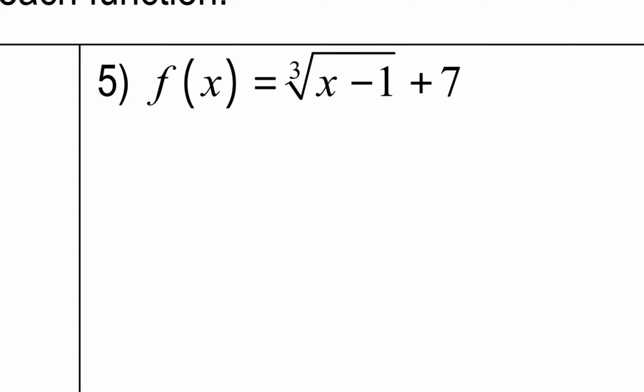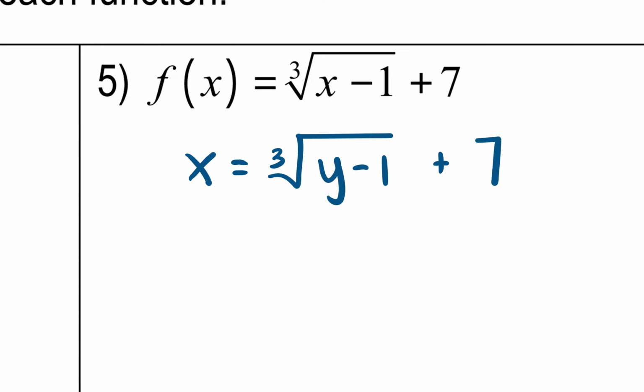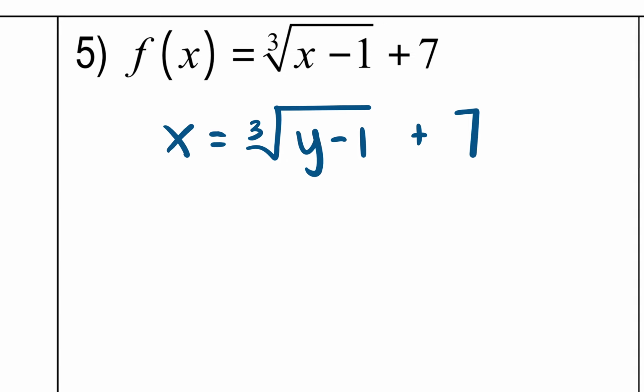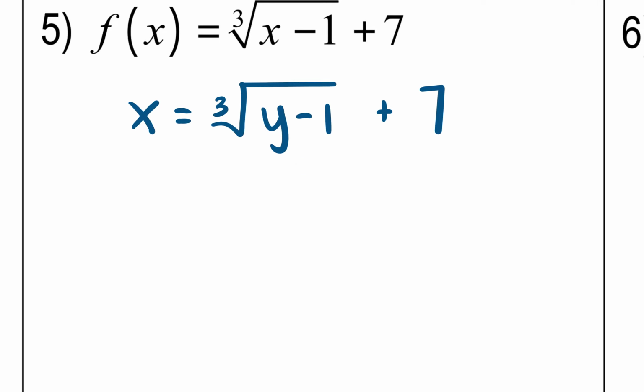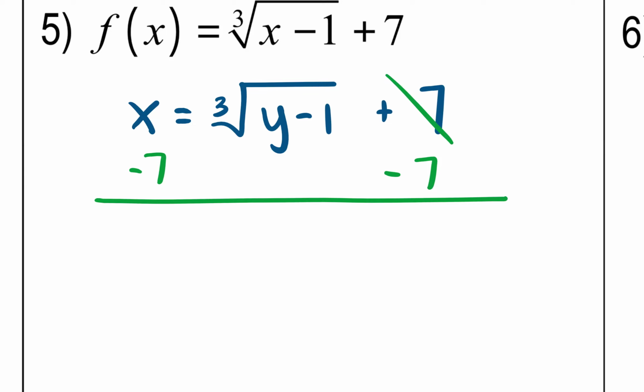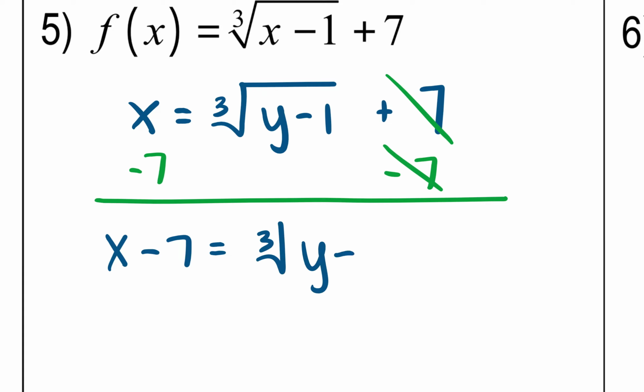So again, this f of x is just y, so I'm just going to write x equals cube root of y minus 1, and then plus 7. Okay, now I solve for y. So it's just like we've been doing when you have any other square root, cube root. Before I can get rid of the root, I have to move all the numbers outside. Okay, so this comes over here, the 7. That gives me x minus 7 equals cube root of y minus 1.